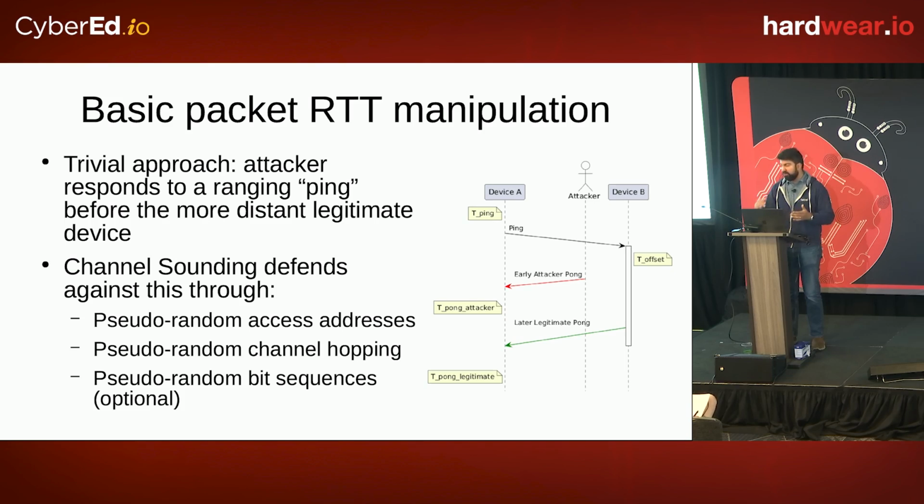If it weren't for all the pseudo-random fields in there, then an attacker could just receive a ping and send back a pong, and if that attacker didn't need to correctly guess all those values, then the original device A that sent the initial ping would receive an early pong and think the device is nearby. But channel sounding is designed to defend against this type of attack in packet-based ranging, since there are all these pseudo-random values within what's being sent back.